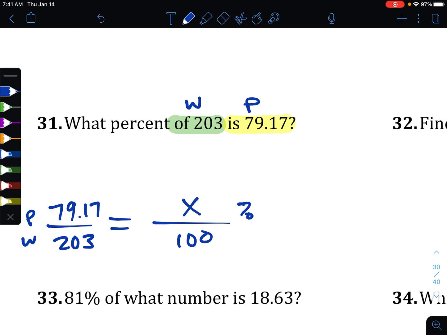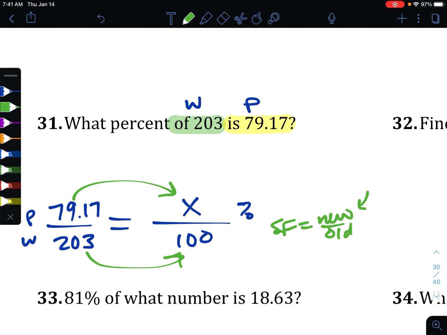We don't know the percent in this case, so we're going to put an x where the percent goes. We're going to look for a scale factor to get us to x, and that'll be how we can find this percent. Again, scale factor is the new divided by the old. We're pointing at the new, so for the bottom here, we've got these two numbers. We're going to use those to find the scale factor. So the new would be 100, because that's what we're pointing at, divided by the 203. When I do 100 divided by 203, I get kind of a crazy decimal.